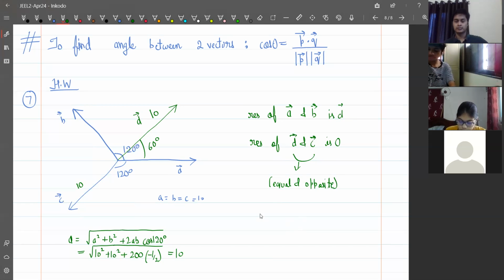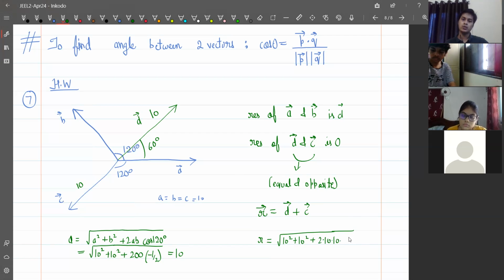You can solve it by the formula method also. R vector, if you want to write it as D vector plus C vector, the magnitude of R will be root over 10 square plus 10 square plus 2 into 10 into 10 into cos 180 degrees. Cos 180 degrees is minus 1. Even if you solve it from there, R will come out to be 0. But equal and opposite vectors' sum is always 0. Clear? Okay.